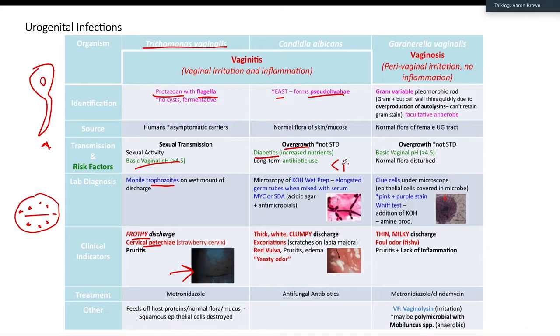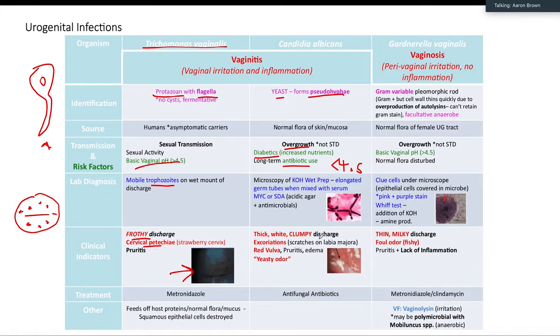We're looking for a very acidic vaginal pH because we're having breakdown of all those sugars. Sugar gets broken down into alcohol, right? Alcohol is acidic, so that makes sense. That goes together with it. Patients with long-term antibiotic use also tend to kill off the normal bacteria inside the vagina and can allow for overgrowth of Candida. Okay, great.